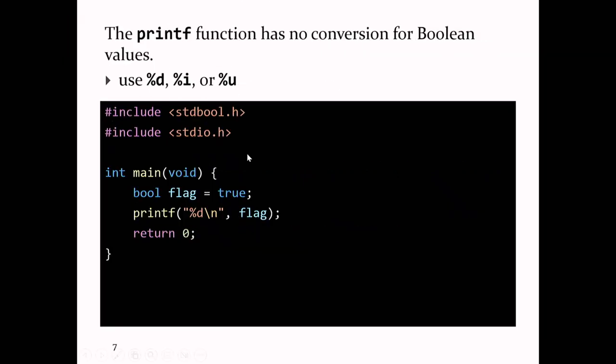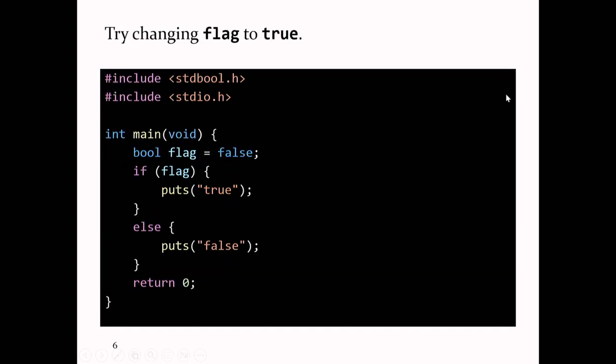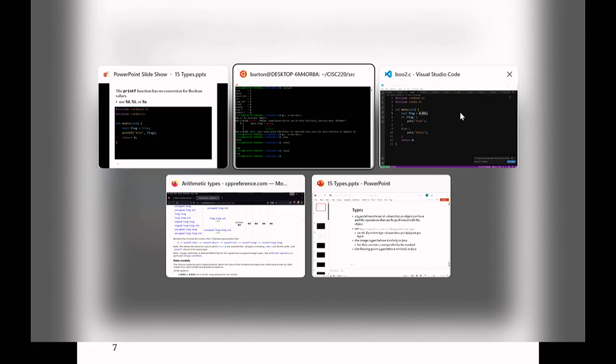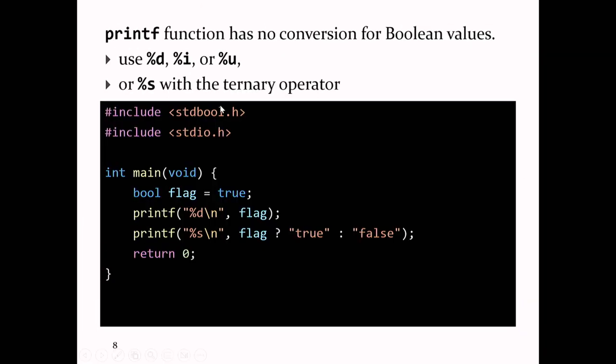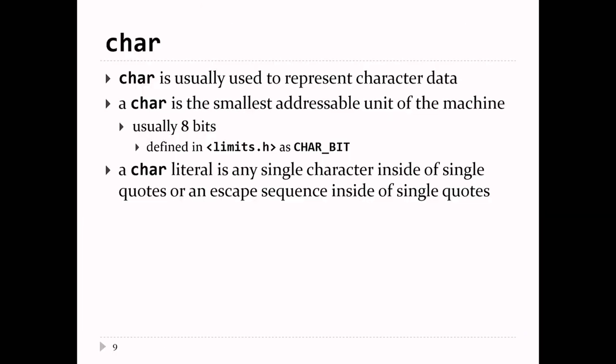Don't do this, by the way. You should generally avoid doing stuff like this. If you want a Boolean value, assign true or false. Don't do something funny like assign a double value to it. Okay. So that's the Boolean type in C.